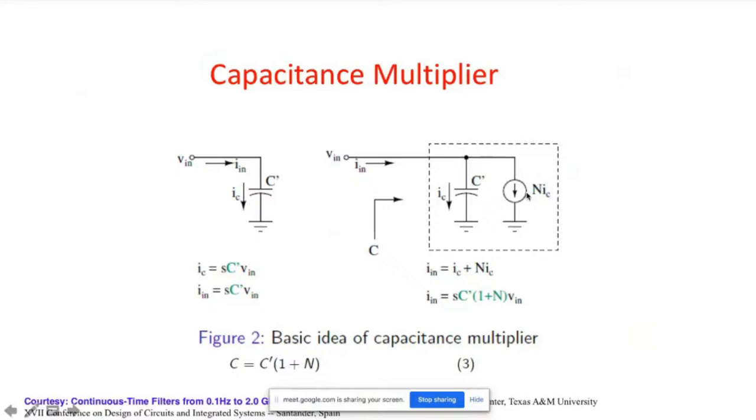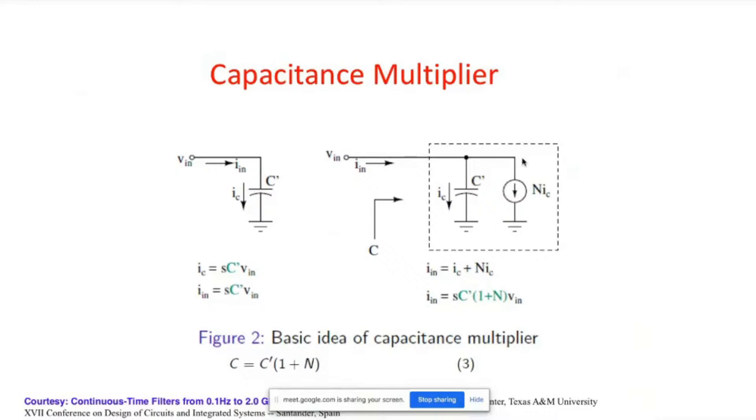If you see the capacitance at this node, you get I_C equal to this, and now the capacitance will be (1 plus n) times. That means in this case and this case, the capacitance is multiplied by n times. So simply using the same capacitance and just using a current source, I am able to increase the capacitance. There is some drawback, but still we are able to manage.